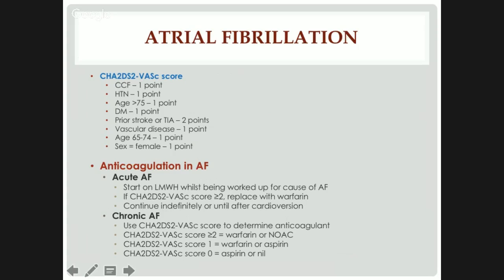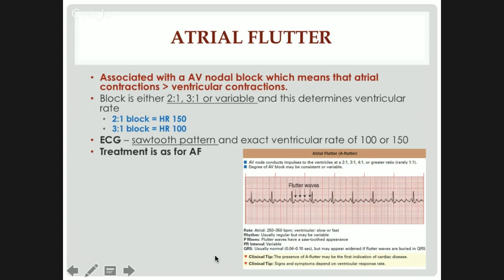There's this score called the CHA2DS2-VASc score. Learn the criteria, learn the points. Basically, if they've got a score of 2 or more, they should be on warfarin. If they've got a score of 1, aspirin or warfarin, but you prefer warfarin. If they've got a score of 0, they need nothing, or you can give them aspirin. You need to know that because they have asked that in the past in OSCEs.